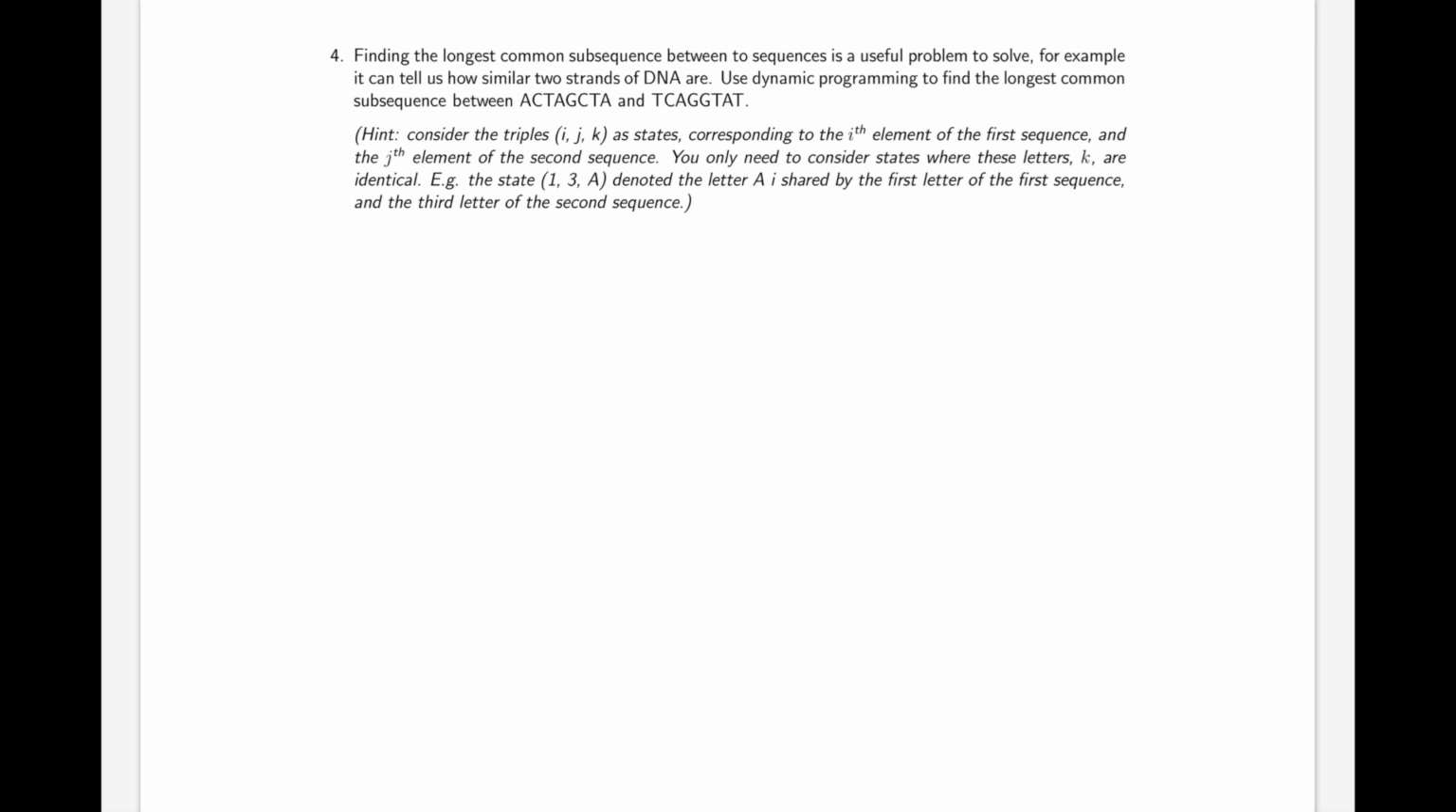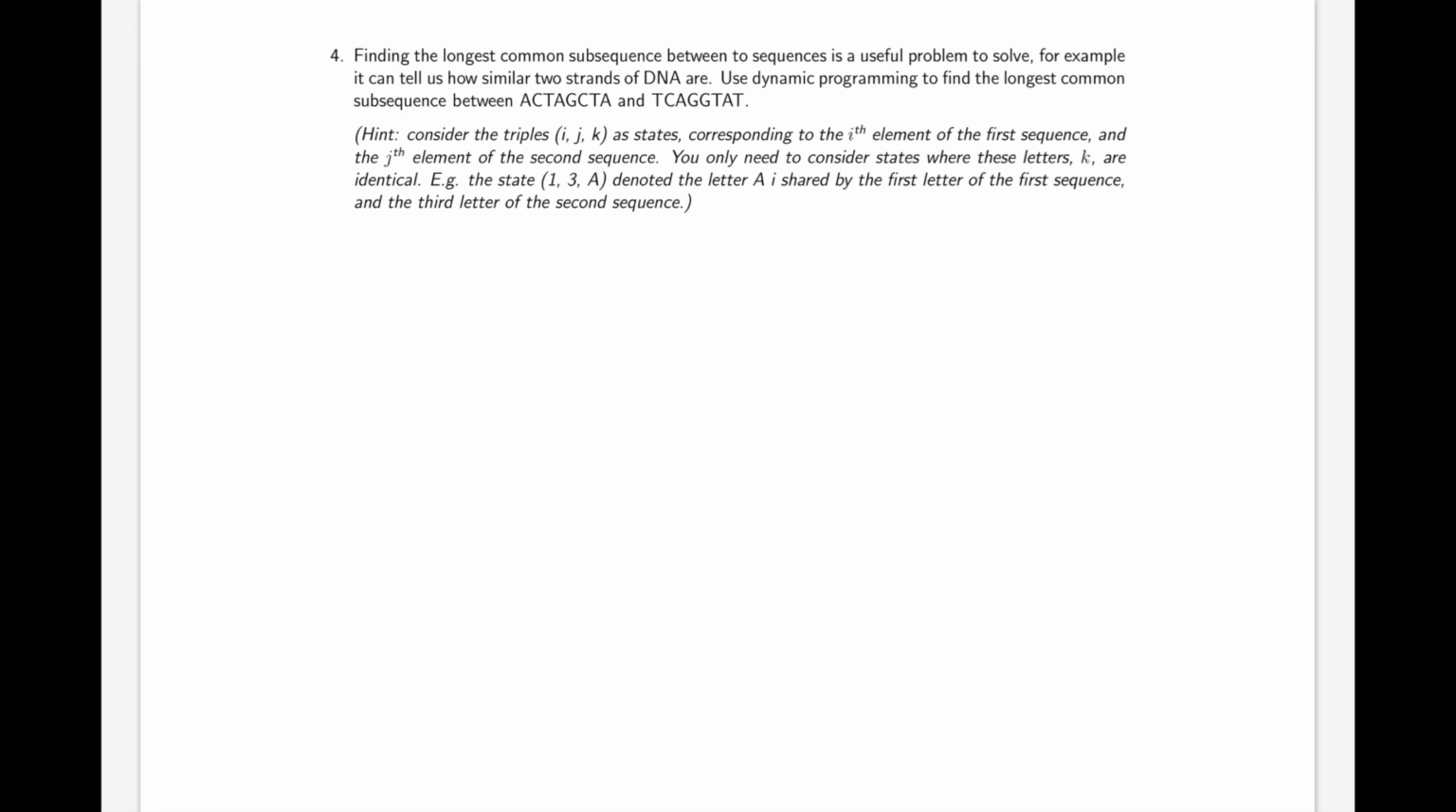Consider the triples IJK as states. These correspond to the ith element of the first sequence and the jth element of the second sequence. We only need to consider states where the letters K are identical. For example, the state 1, 3, A, denoted by the letter A, is shared by the first letter of the first sequence and the third letter of the second sequence.